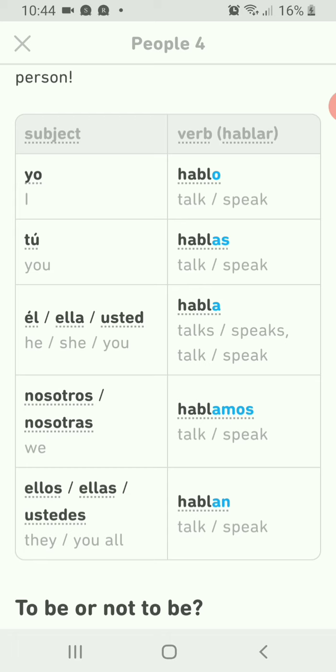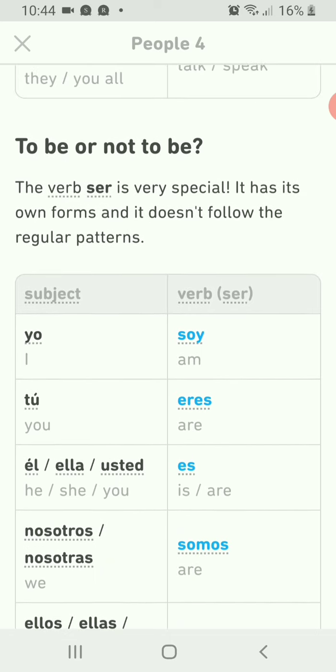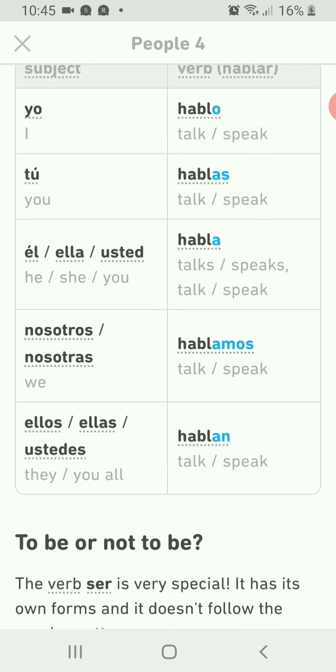So nosotras somos. Somos, is it somos? Yes, so nosotras somos mujeres, for example, or nosotros somos hombres. So we are women and we are men. So you will use it according to the gender and to the number.